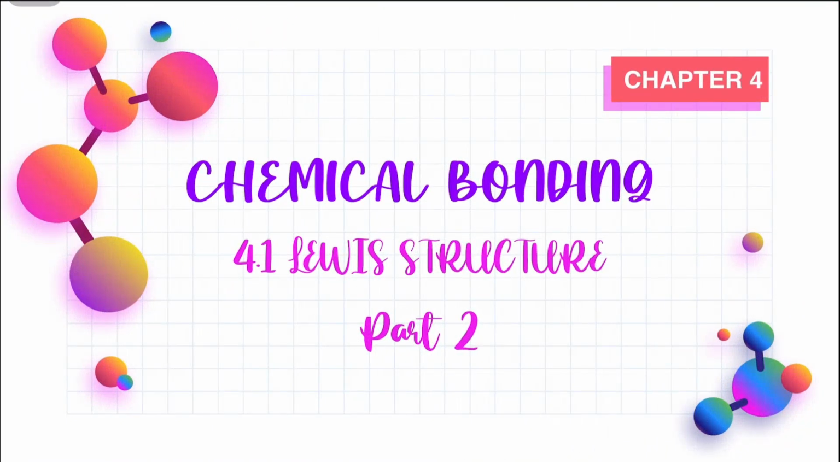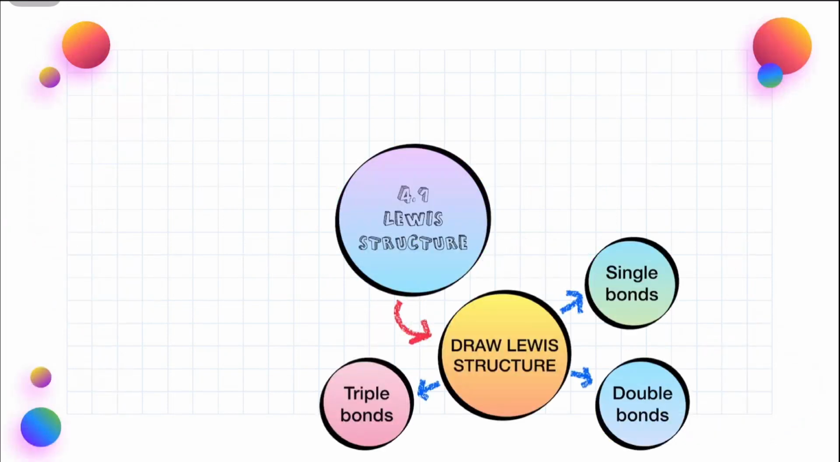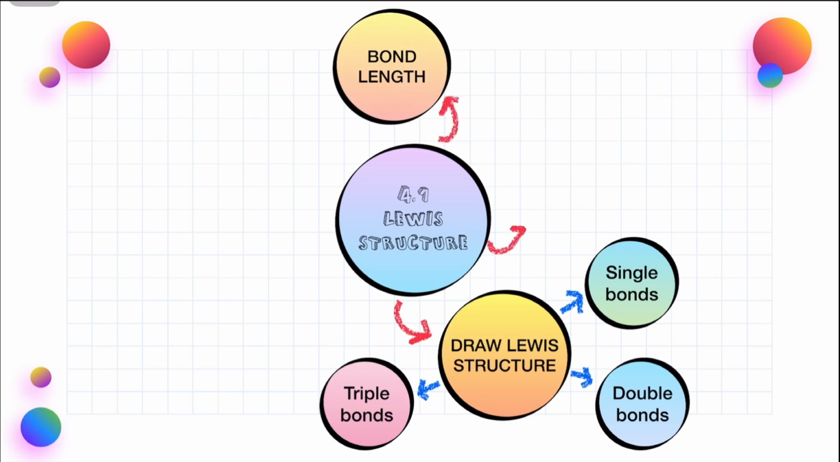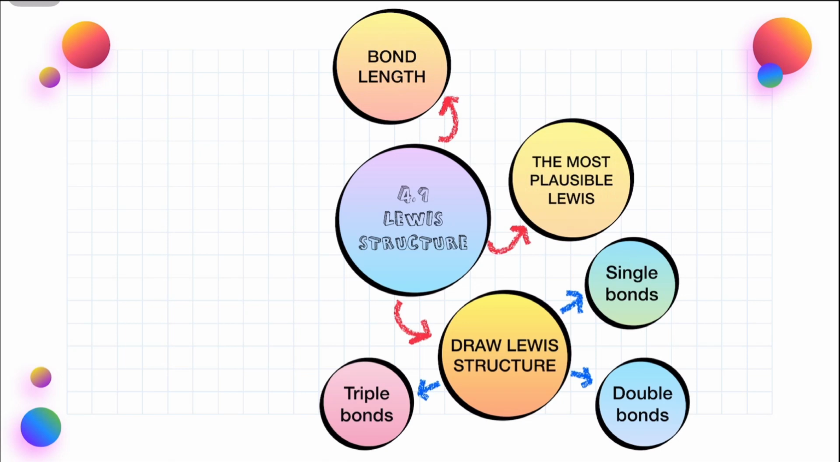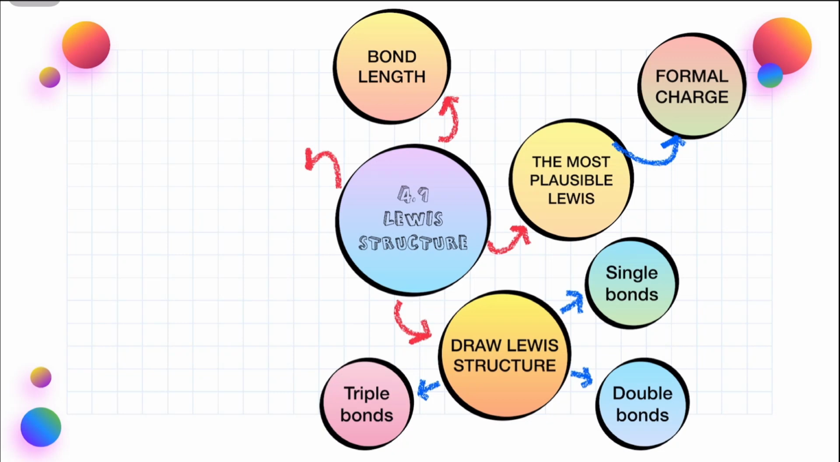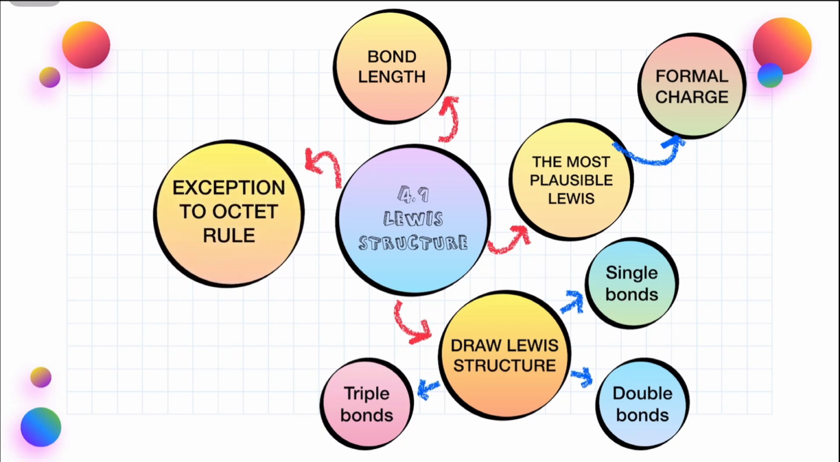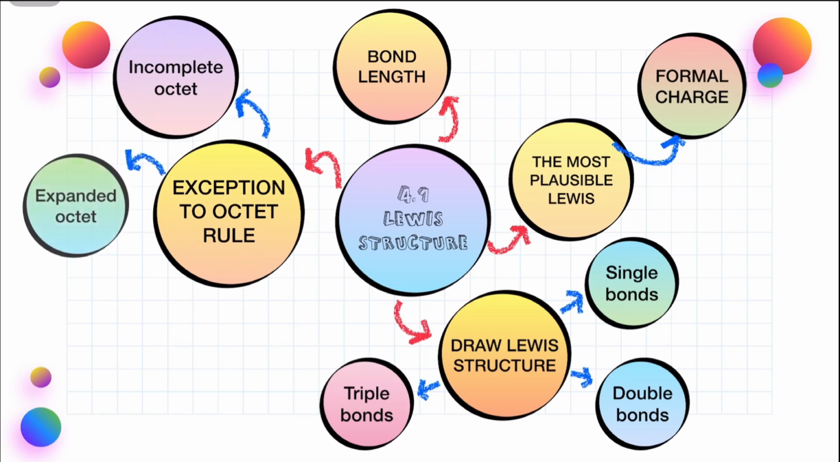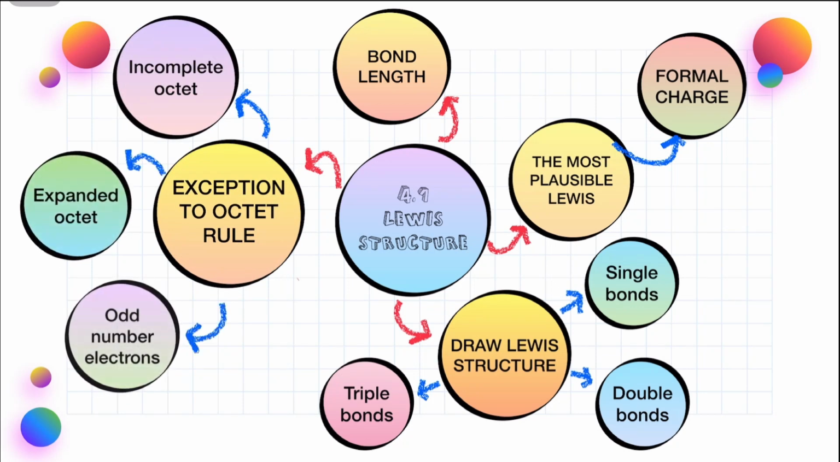Hi everyone, Chapter 4 Chemical Bonding, 4.1 Lewis Structure Part 2. In this part, I will show you how to draw the Lewis structure involving molecules with single bonds, double bonds and triple bonds. And you will need to know the bond length between the atoms and choose the most plausible Lewis structure based on its formal charge. You also need to know the exceptions to the octet rule. There are incomplete octet, expanded octet, and odd number of electrons.